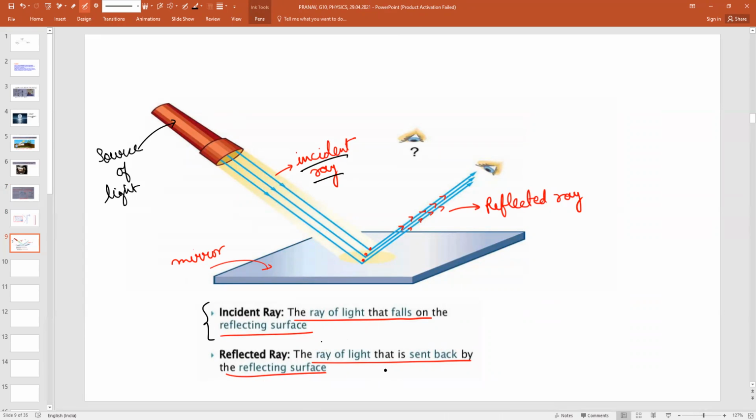And from the reflecting surface, the light is bouncing back. Can you see the bouncing back of light? So these are known as reflected rays. The ray of light that is sent back is known as the reflected ray. So right now you have learned two things. One is the incident ray, one is the reflected ray. Any doubt in these two parts? No doubts.